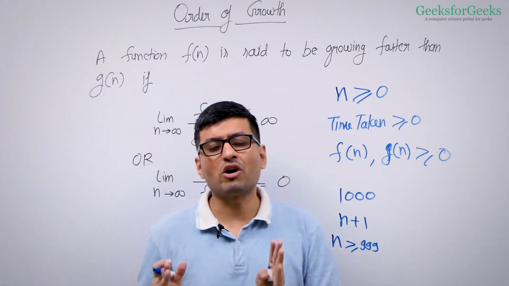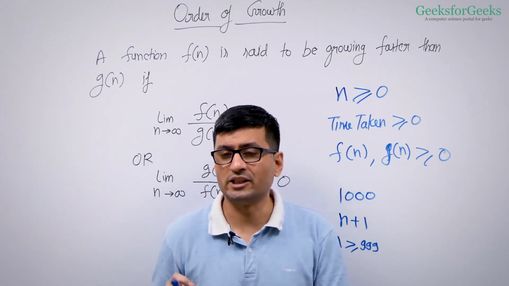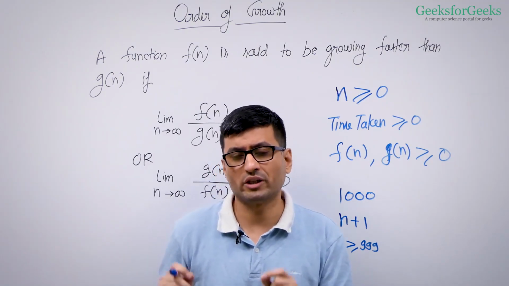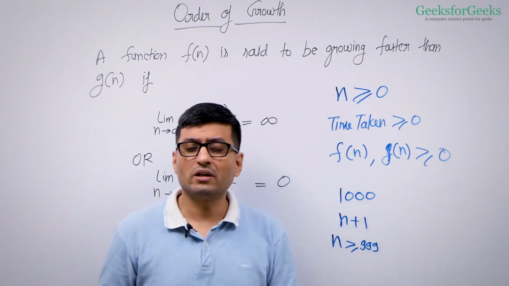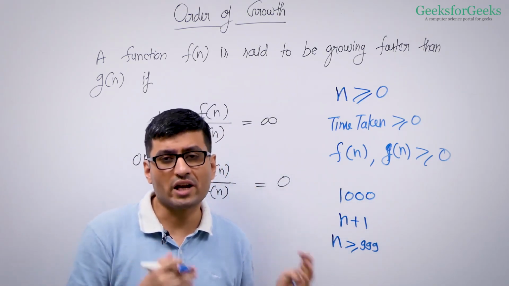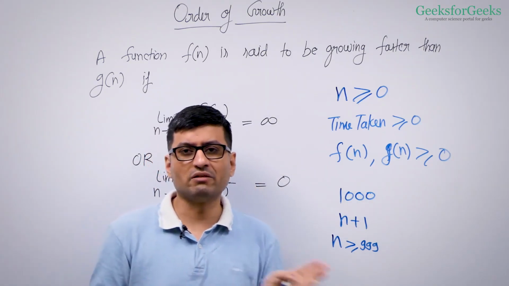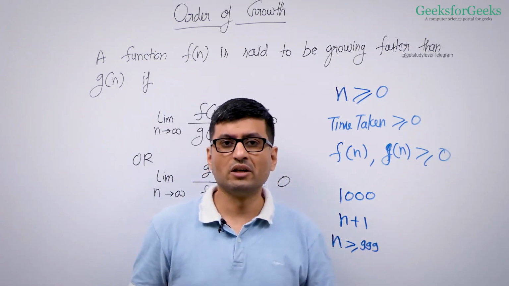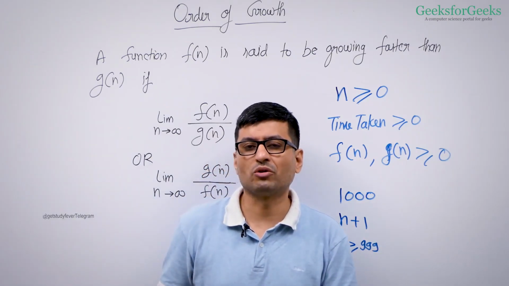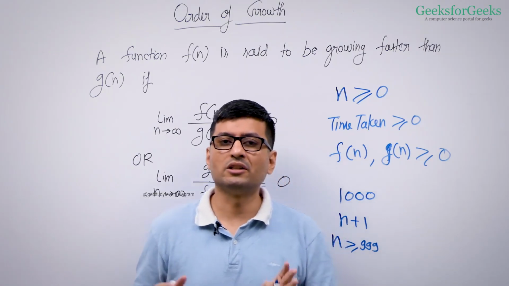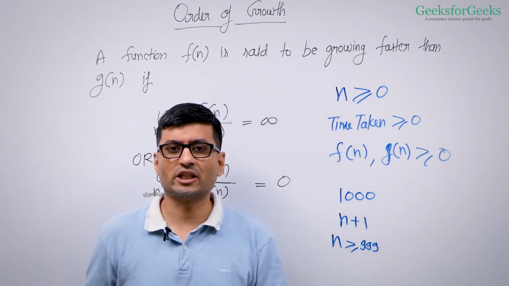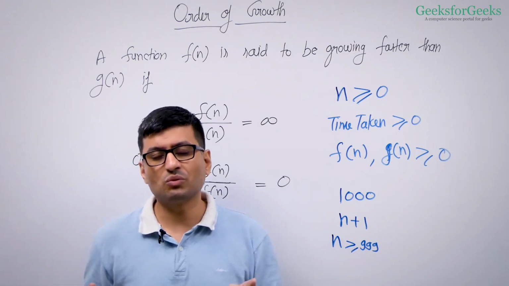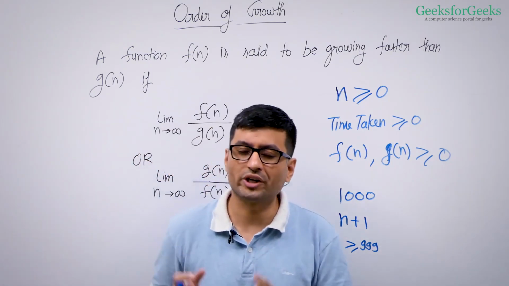We always talk about the limit n tends to infinity. However, practically, it might never reach that limit. It might never reach that high value, 999. But that's what we do. We talk about only large input size in this theoretical analysis. That's what everybody does when we analyze algorithms theoretically.